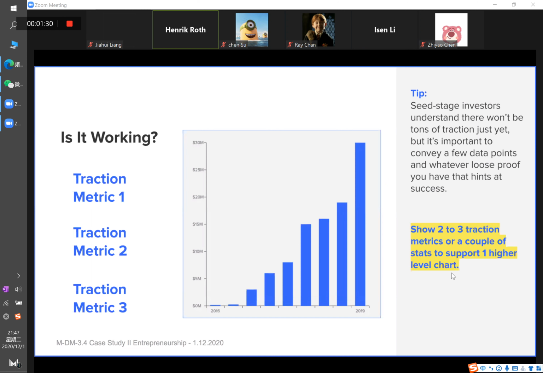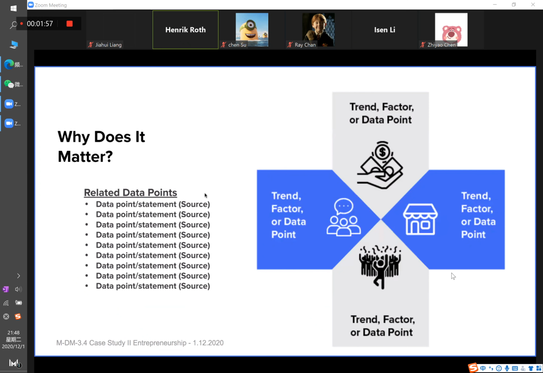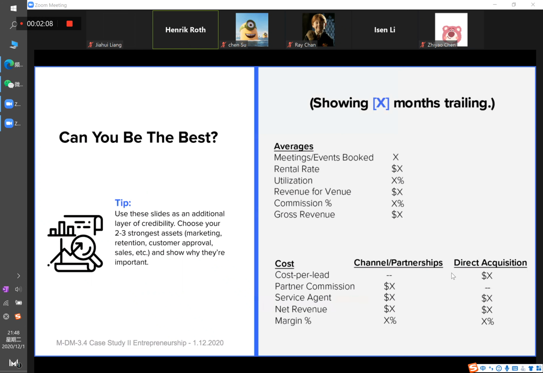So showcase some traction, maybe website visitors, people who requested your service, or showcase competitors' success and why you do it differently. And why does it matter? That is more about the market size. So that the total market is really big, but the market you start with, you tackle first, is much smaller. Then also the external factors like trends, social trends, societal trends help to increase evaluation.